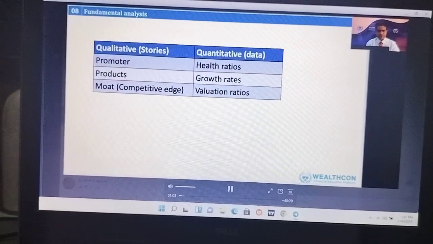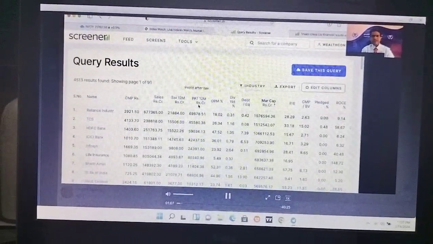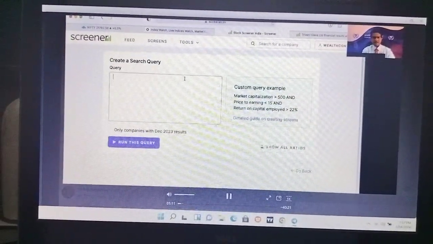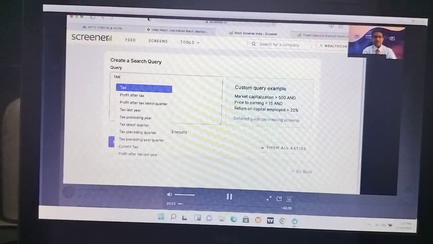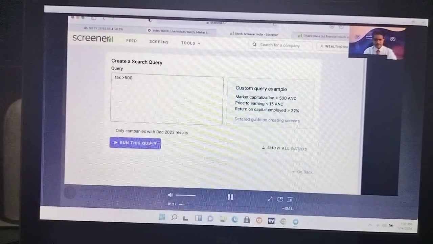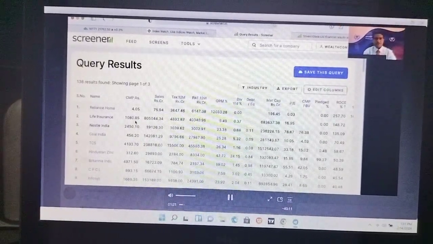Now we'll have to reach the individual company. Suppose you selected and run the screen. I'll again start with this. You can start with the bigger ones as well. It's tax from the top, company 500. Companies which pay tax above 500, and now there are 136 companies.